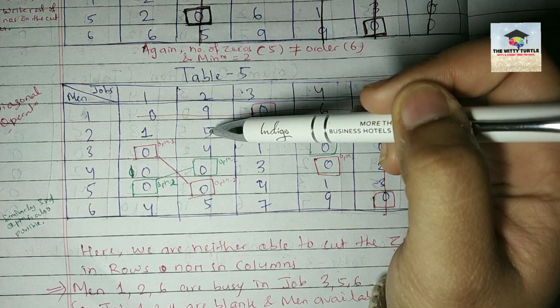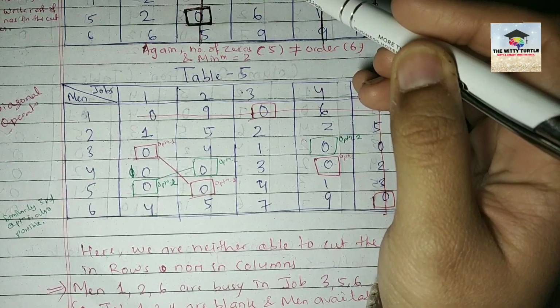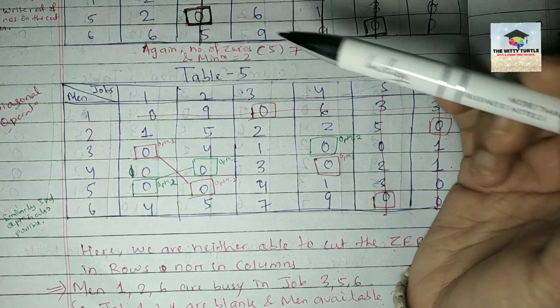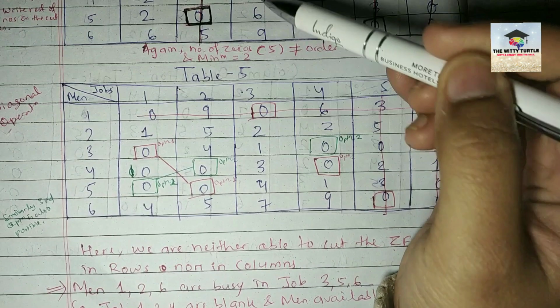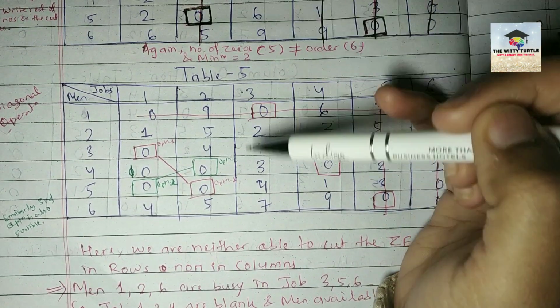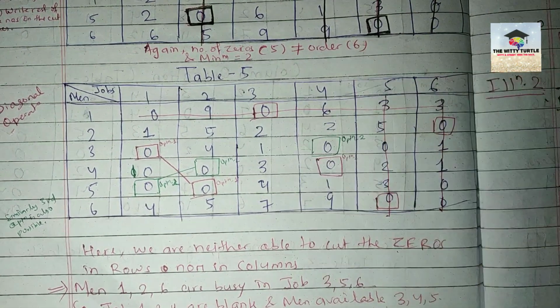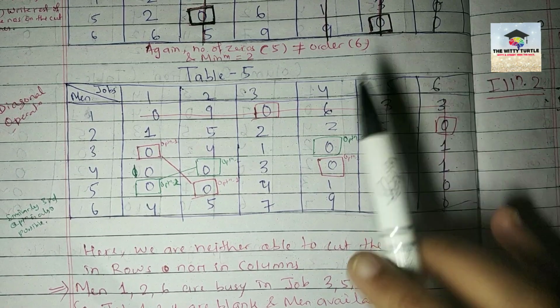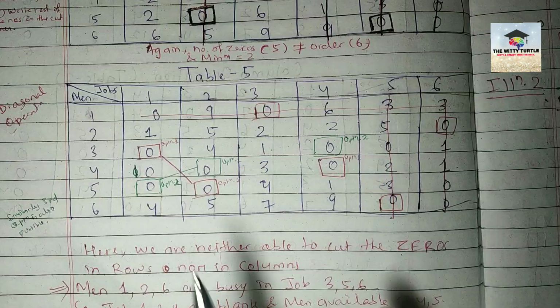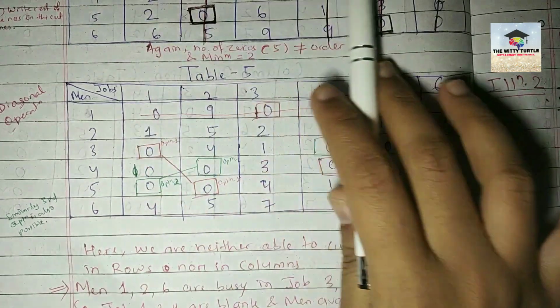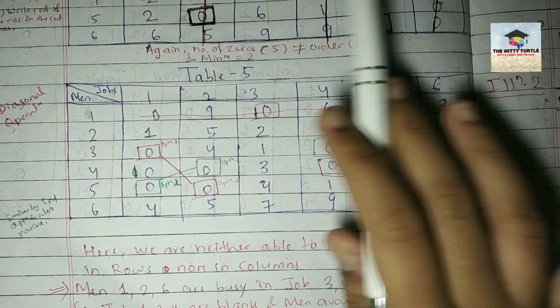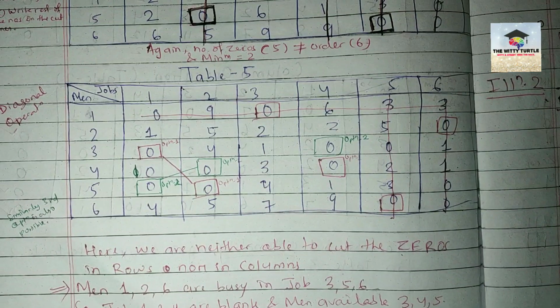Then again you have to do this with the third column. So 4 minus 2 is 1. 4 minus 2 is 2. 3 minus 2 is 1. 5 minus 2 is 3. Then 6 minus 2 is 4. 9 minus 2 is 7. And similarly, you are done with all the columns. Now what you have to do? Whichever rows have been cut, you have to write all of them as it is.